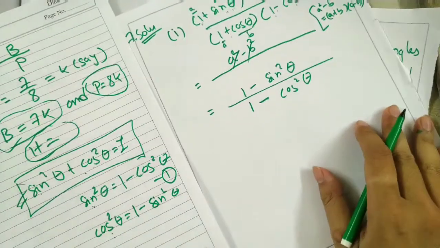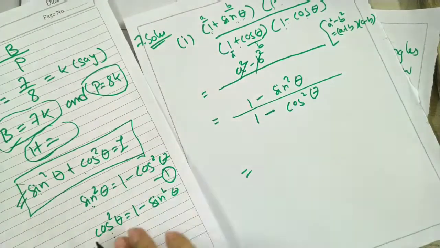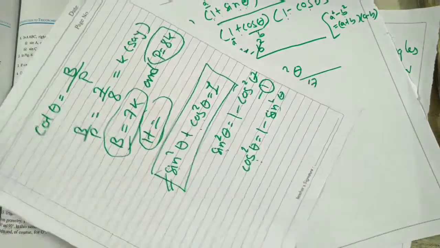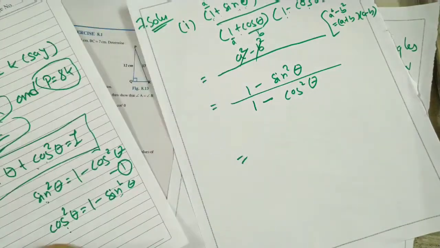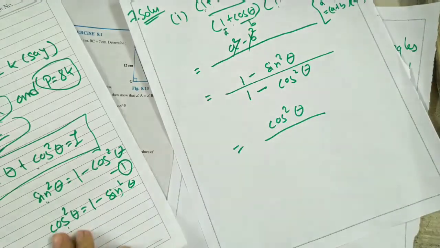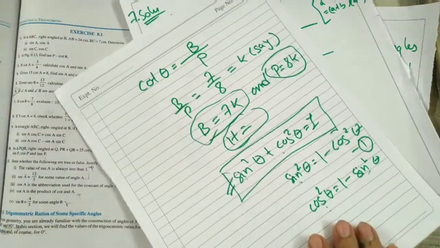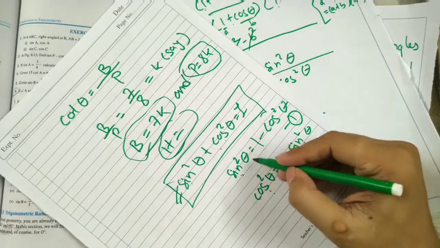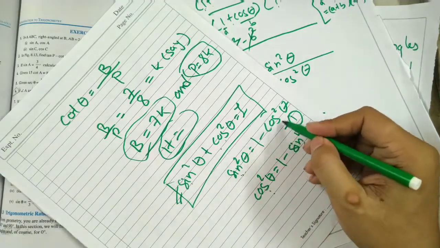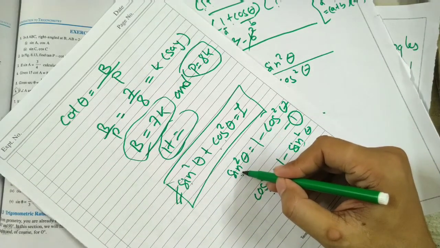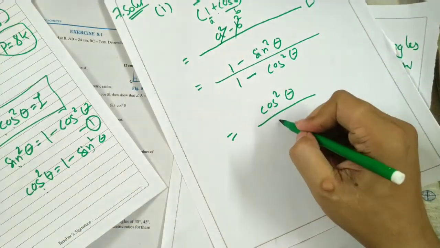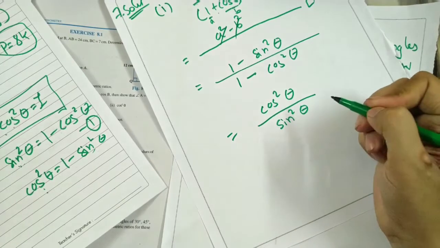Now see, in this question we have got 1 minus sin square theta. So 1 minus sin square theta means cos square theta. So in place of 1 minus sin square theta, we can write its value, that is cos square theta, that we have got from the identity. Similarly, in the denominator, we have the identity sin square theta is equal to 1 minus cos square theta. So in place of 1 minus cos square theta, we can put its value, that is sin square theta.